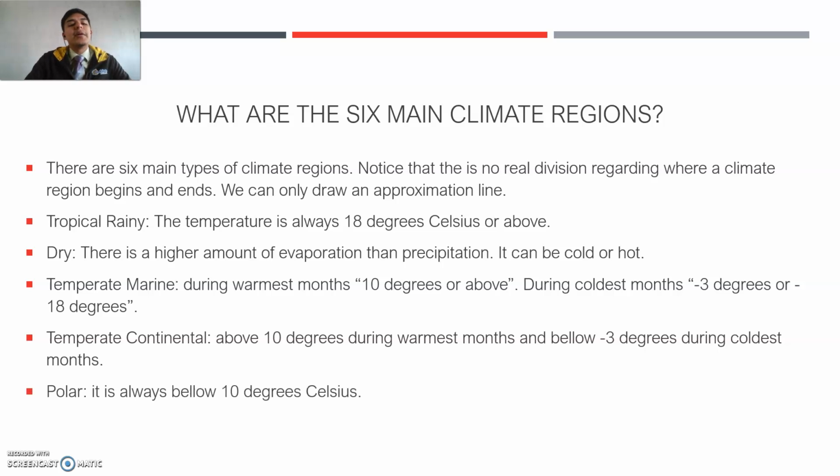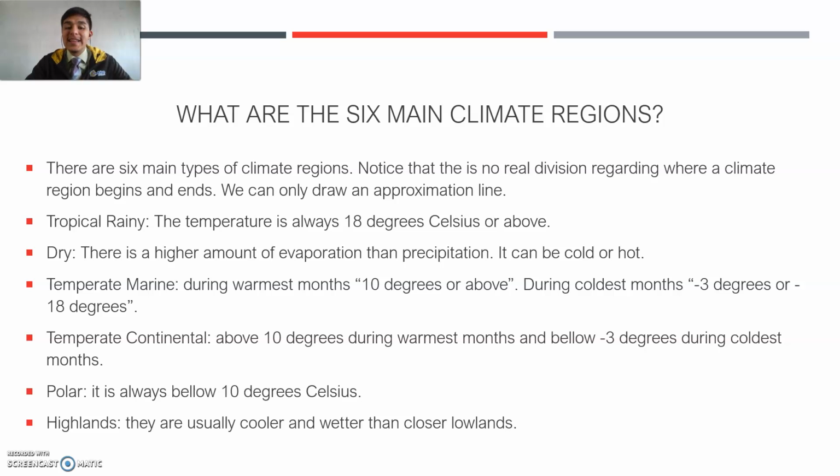We also have polar. It is always below 10 degrees Celsius, which means that it's freezing at those locations. We can think about the North Pole or the South Pole as well, in which there is a constant freezing temperature. And of course, generally, we're going to find a lot of ice around.